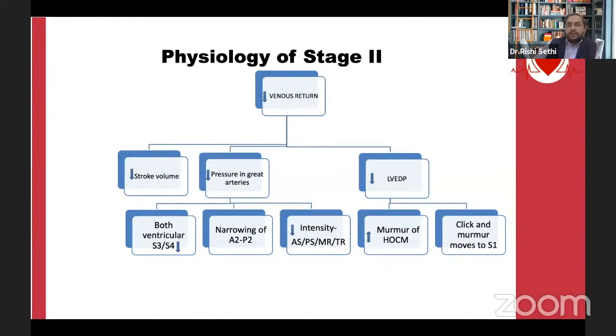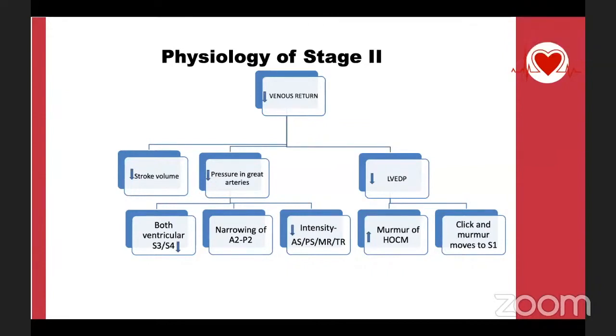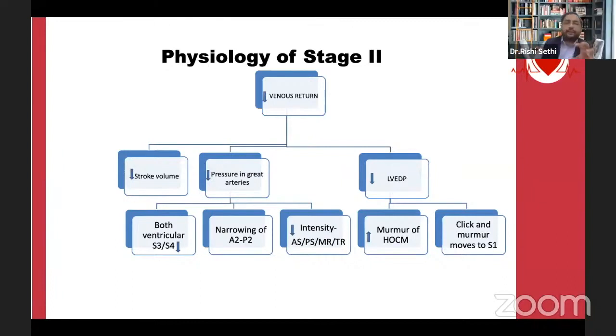Why I said that Valsalva is many a time required for your HOCMs and MVP is because, whenever we get a case of HOCM, you have an LVEDP fall. So remember, the intensity of the HOCM murmur, the ejection systolic murmur of HOCM, is dependent upon three things: preload, afterload, and contractility. So anything that causes a decrease in the preload or a decrease in the afterload or an increase in the contractility would increase the murmur of HOCM.